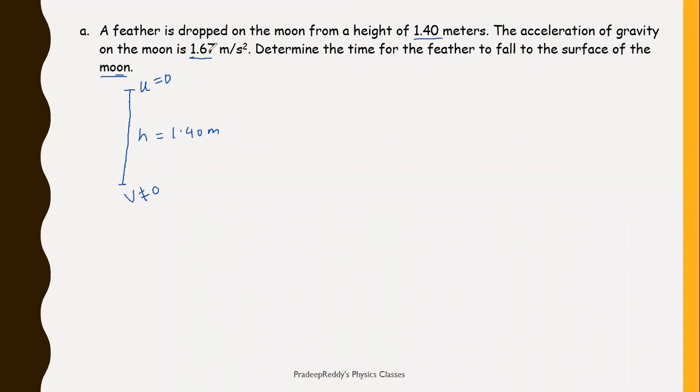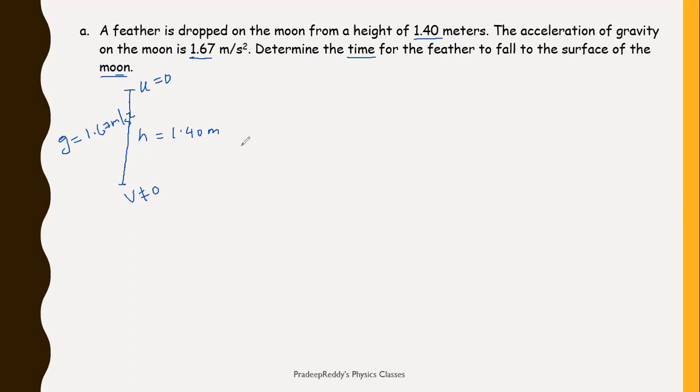And on the moon, what is the acceleration due to gravity? Acceleration due to gravity is given as 1.67 meter per second square. Right? This is the data which you have. What you are supposed to calculate? Determine the time for the feather to fall. So that means how much time it takes to travel this distance, 1.40 meter. That is what you are supposed to find out.